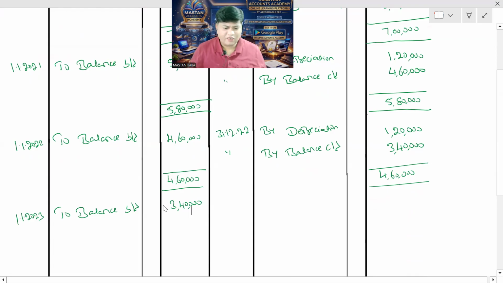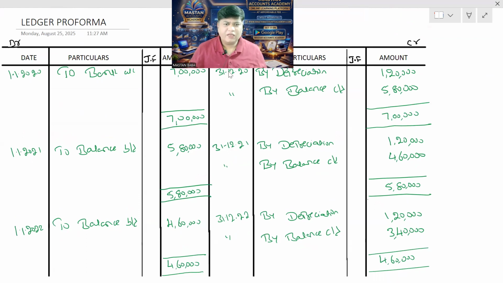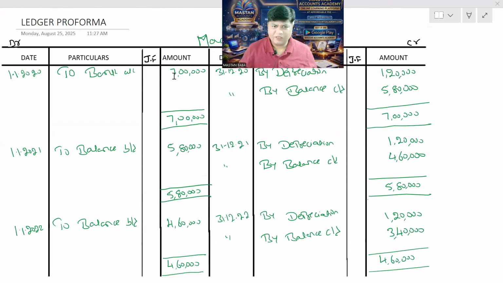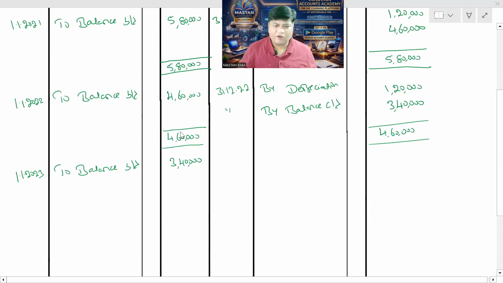Sir, what does it indicate? And 3 years now. It means the asset we bought for 7 lakhs, one way is 7 lakhs bought on 1/1/2020. The value after 3 years of depreciation, the present value, is how much? On 1/1/2023 it is 3,40,000. That's it.